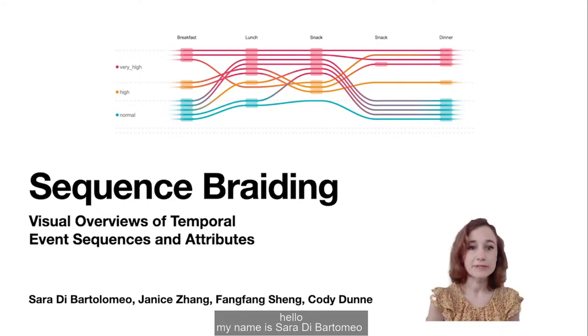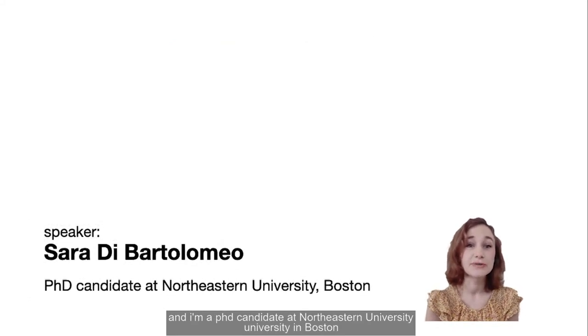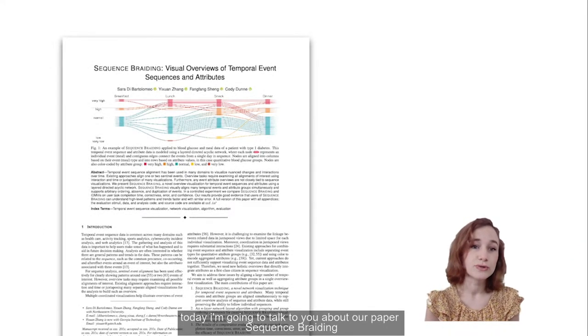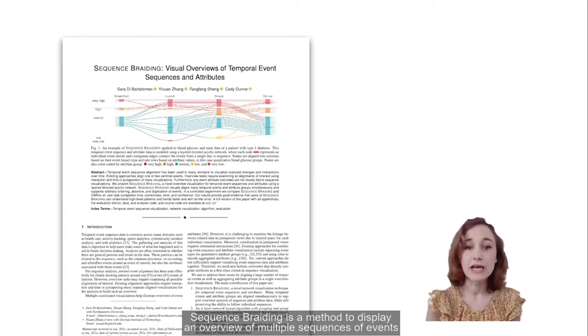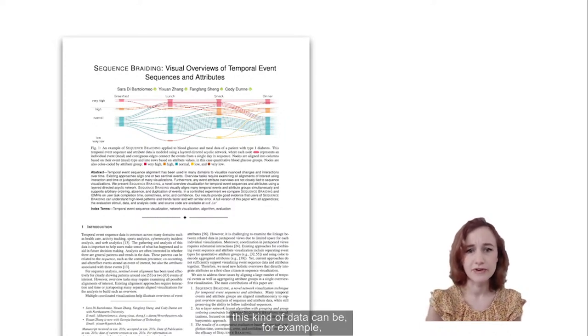Hello, my name is Sara Di Bartolomeo. I'm a PhD candidate at Northeastern University in Boston, working on layered network layout algorithms. Today, I'm going to talk to you about our paper, Sequence Braiding. Sequence braiding is a method to display an overview of multiple sequences of events so that trends and patterns can stand out. Sequence braiding deals with sequences of events.